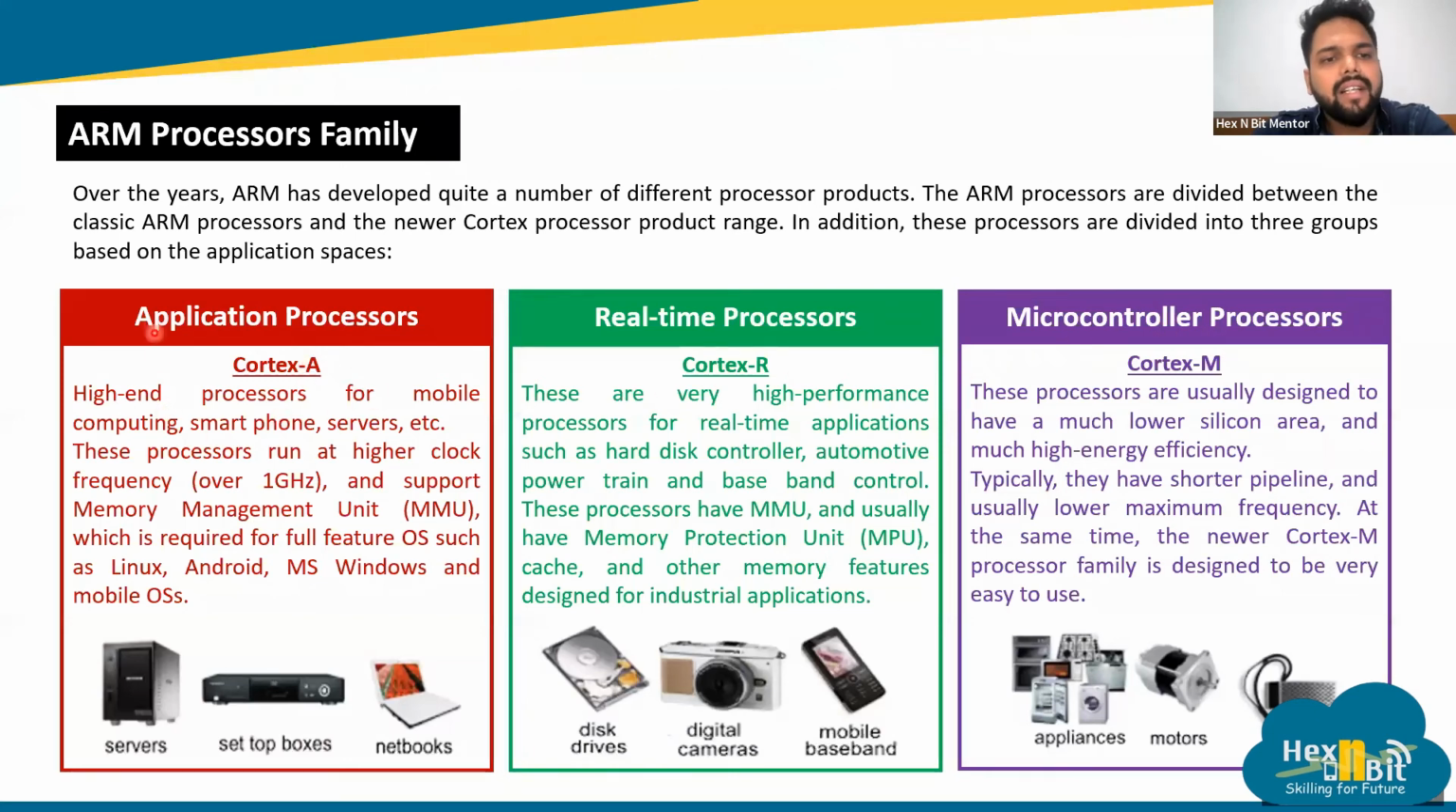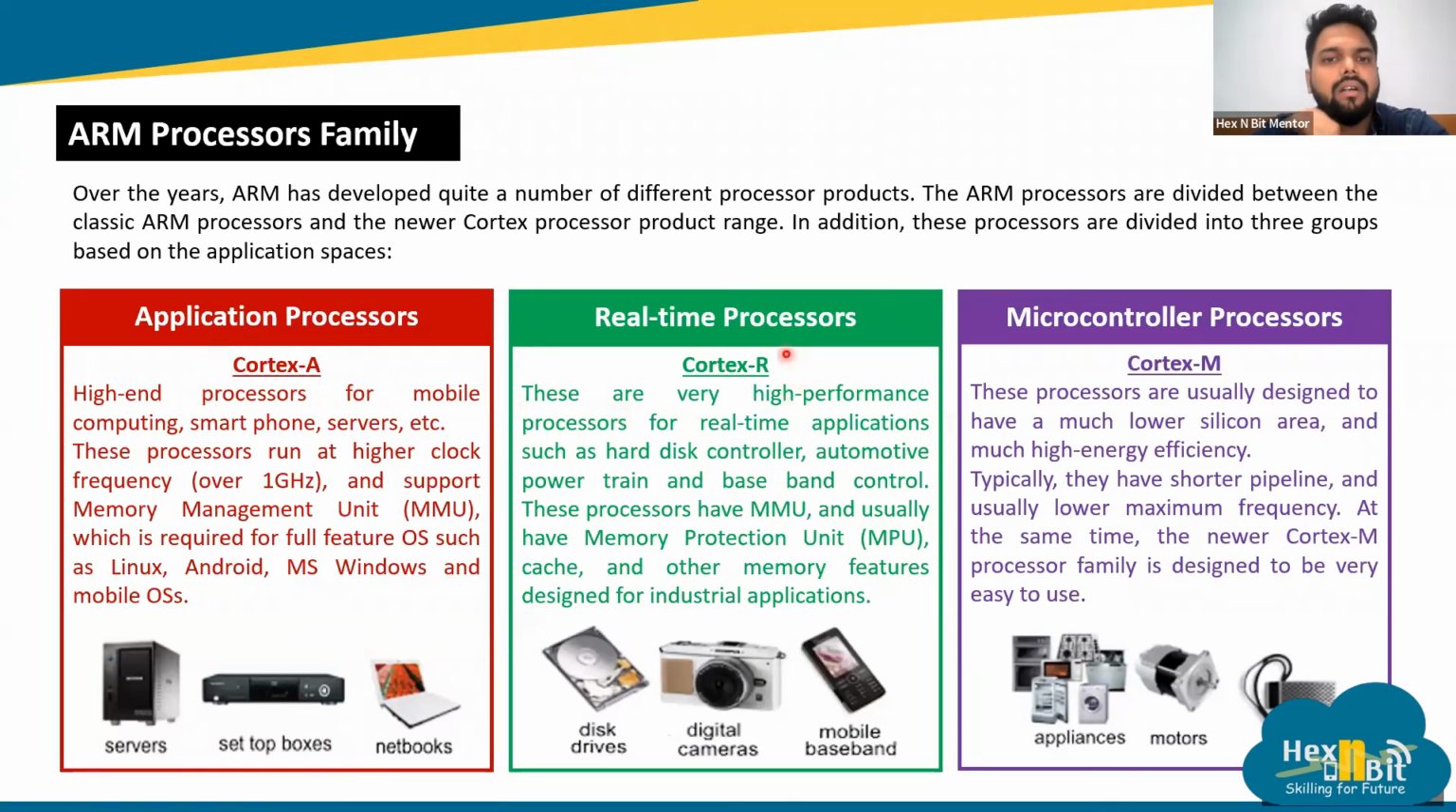Okay. So the Cortex A series is a very high-end processor which is used for mobile computing. For example, your mobile phone, your set-top box, servers, all these applications are based on Cortex A processors. You must have heard of Raspberry Pi and other processors, so that is based on Cortex A architecture.